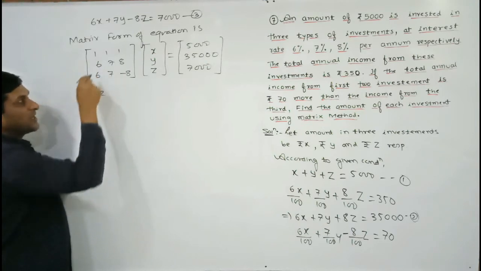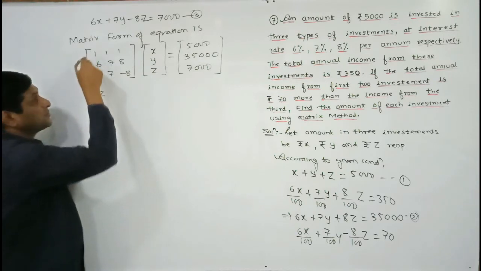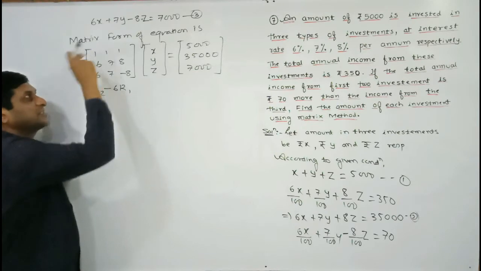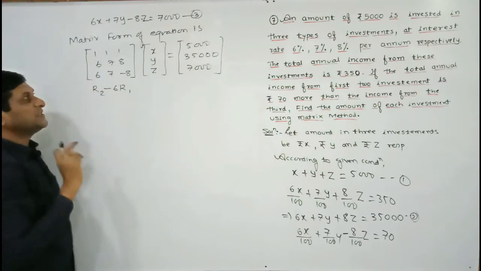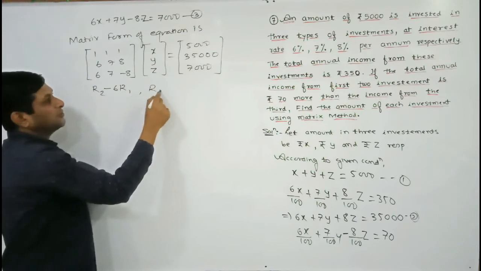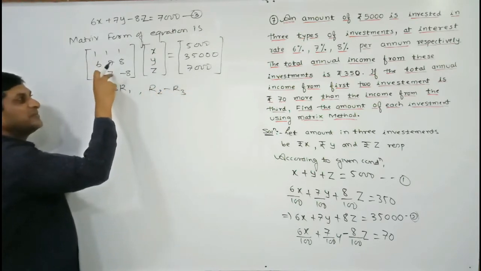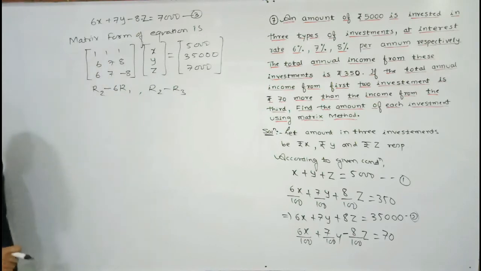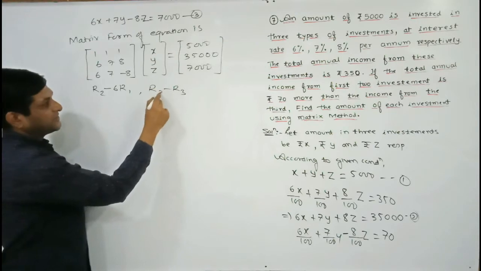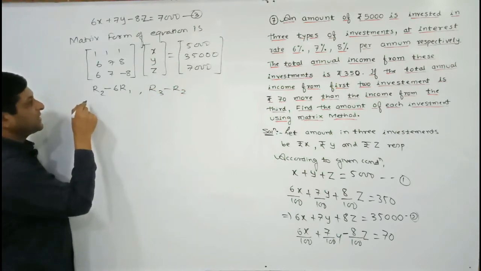The operation is on R2. What is the element of R2? 6. From 6 we have to subtract 6. So we multiply R1 by 6 and subtract, so that 6 minus 6 will become 0. A better way to perform this operation: R2 minus R3, so 6 minus 6 becomes 0, and 7 minus 7 also becomes 0. So let us perform this operation on the elements of R3, R3 minus R2. Perform these two operations here.